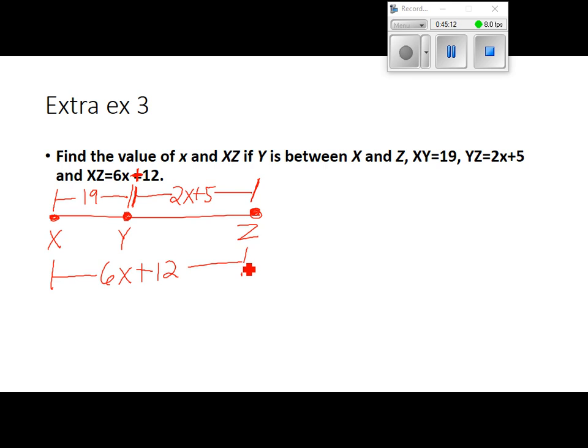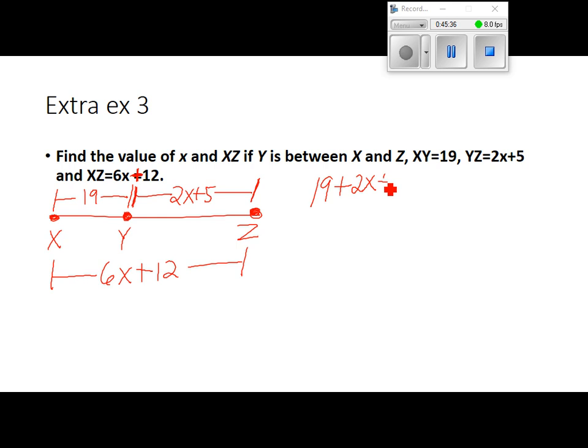Right now, again, if this was on the test, it might be worth 4 points. You got what? Just for doing this much. 1 out of 4. 25%. Alright? Your second point's going to come from setting up your equation. So what equation can I set up? 19 plus 2x plus 5 equals 6x plus 12.